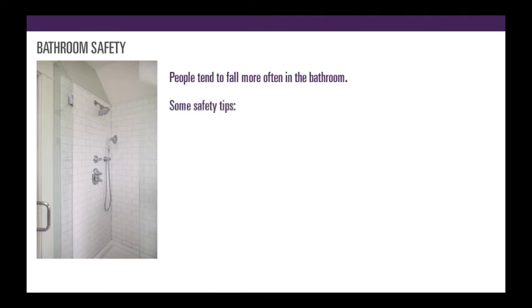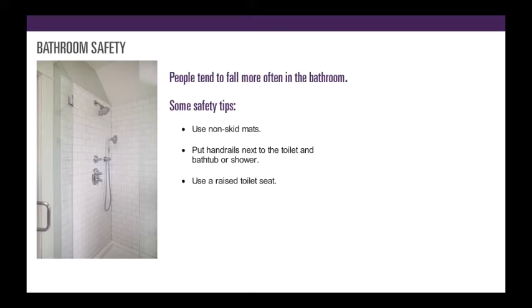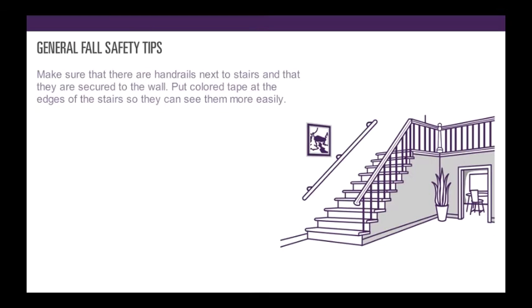For safety in the bathtub or shower, use non-skid mats. Handrails next to the toilet and bathtub or shower will also help reduce the risk of falls. For consumers who have difficulty standing or sitting, a raised toilet seat will increase safety. In general, make sure that there are handrails next to stairs and that they are secured to the wall.